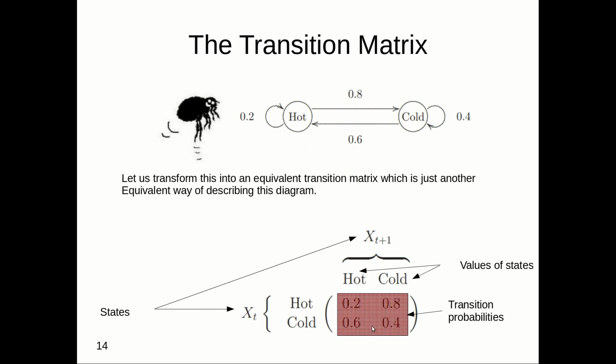Okay, so here we're annotating this by our states, and then each row and each column gives us the values of the states, or the values this random variable can actually take. And then here, shown in red, those are the actual transition probabilities.